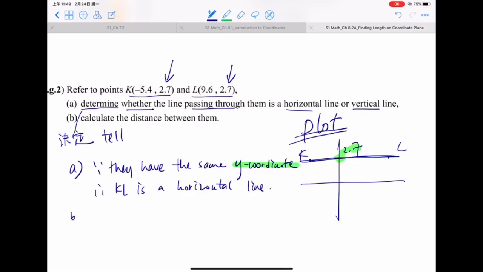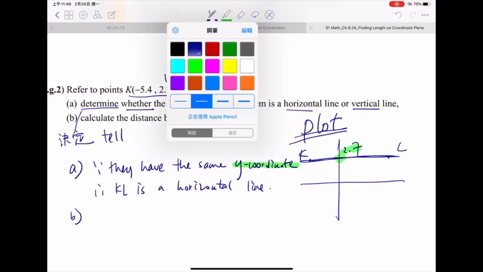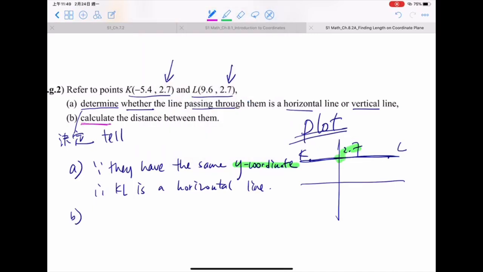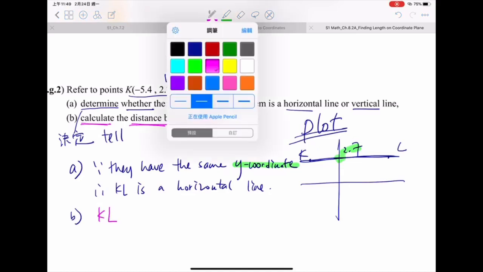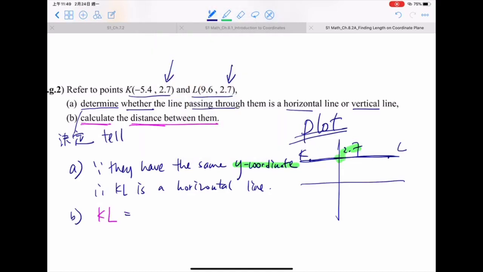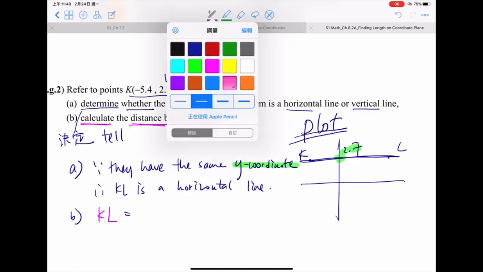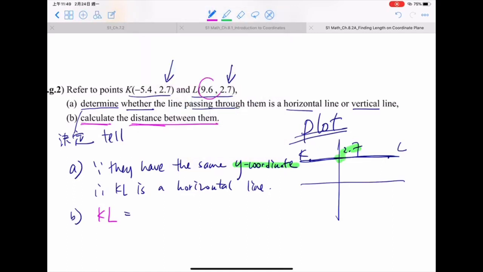Second one, for B, calculate the distance between them. That means we're going to find the length of KL. That means we are going to pull out the two different coordinates. So actually this is 9.6 and this one is negative 5.4. That means 9.6 minus negative 5.4. So add them together, which is 15 units.